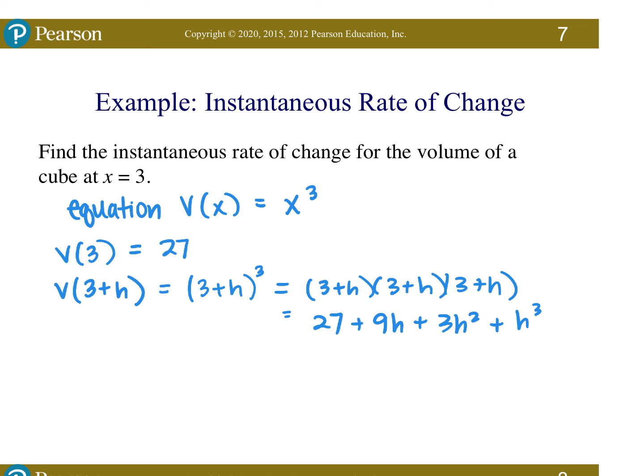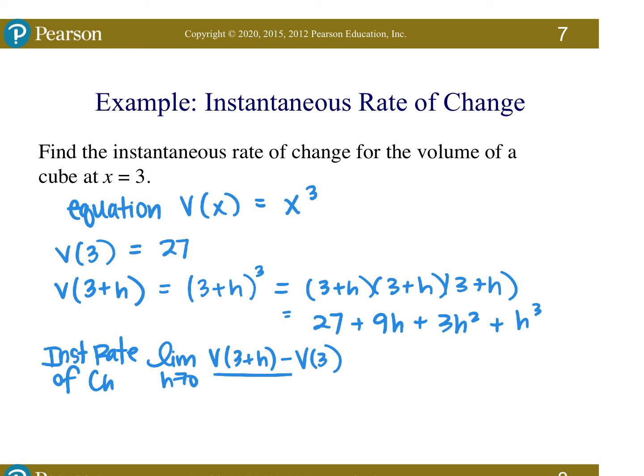Okay, so you just cube it out. Then we're ready to find the instantaneous rate of change. So the instantaneous rate of change would be the limit, and don't forget the limit. The limit is what makes it instantaneous. If you don't put the limit on there, then h could be 0, and then everything falls apart because you divide by 0 in your fraction. So we would have v of 3 plus h minus v of 3, over 3 plus h minus 3. So the denominator is always going to simplify down to just h.